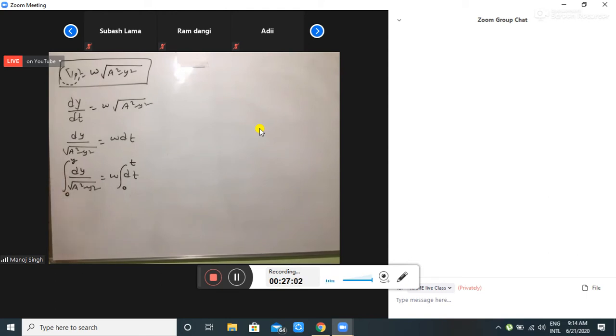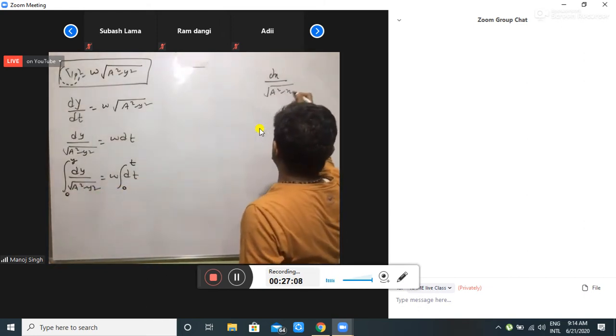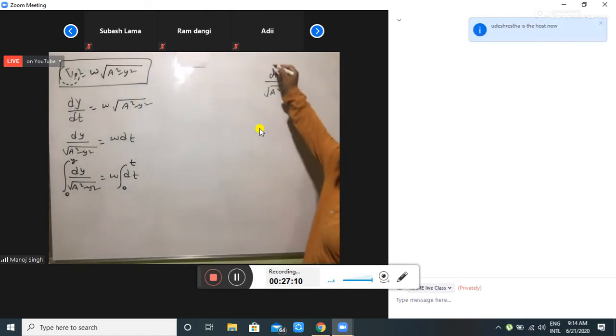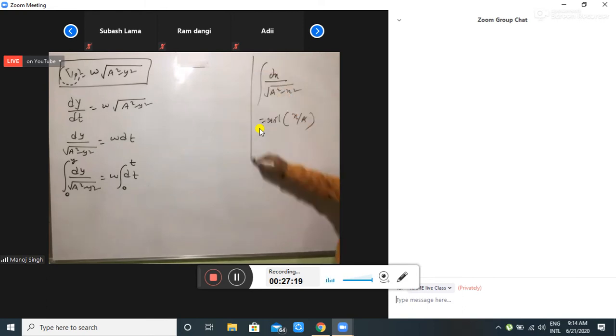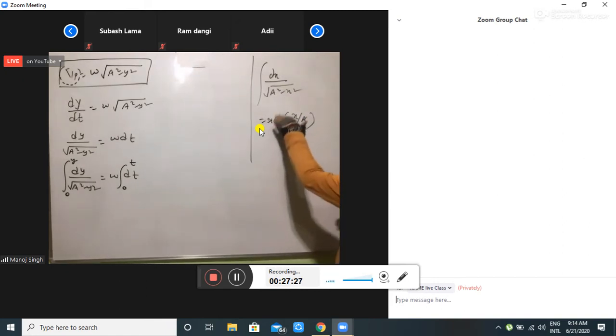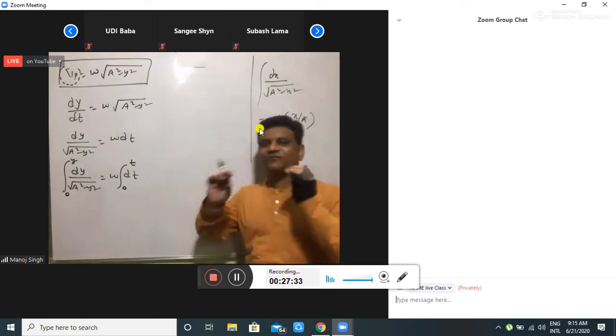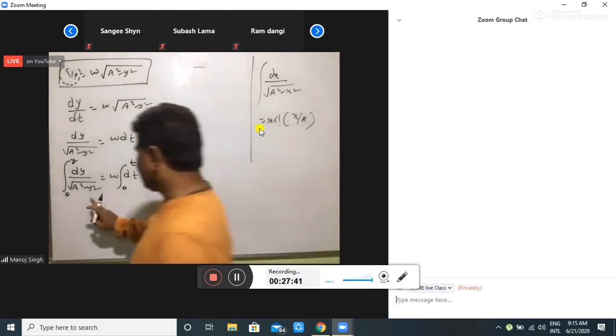Now this is the formula. You know that the integration of dx divided by root over a square minus x square is equal to sine inverse x upon a. This is the mathematical formula, you can just learn it. It comes through derivation, which is not required here, as it is a part of mathematics. So this concept we can apply here now.